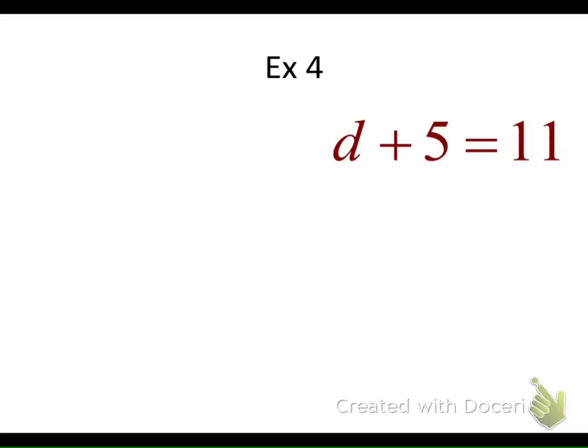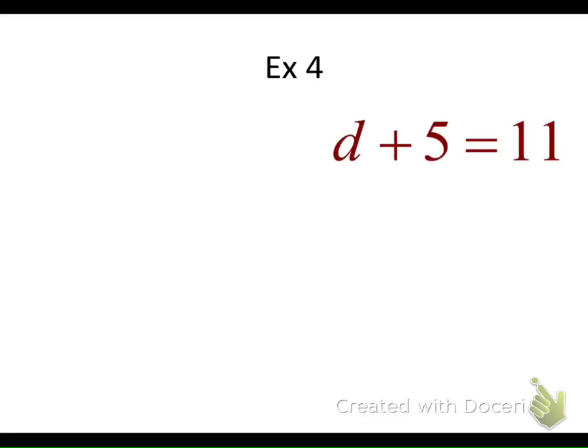All right, number 4. D plus 5 equals 11. Who haven't I heard a word from? Let's start with Brendan. Tell me, where do I start? What do I do first?